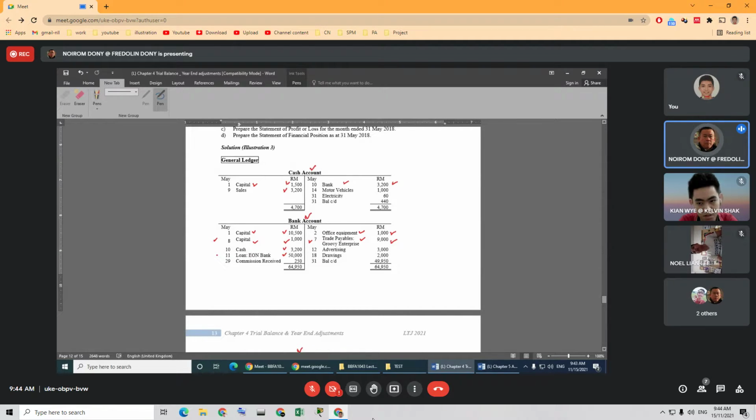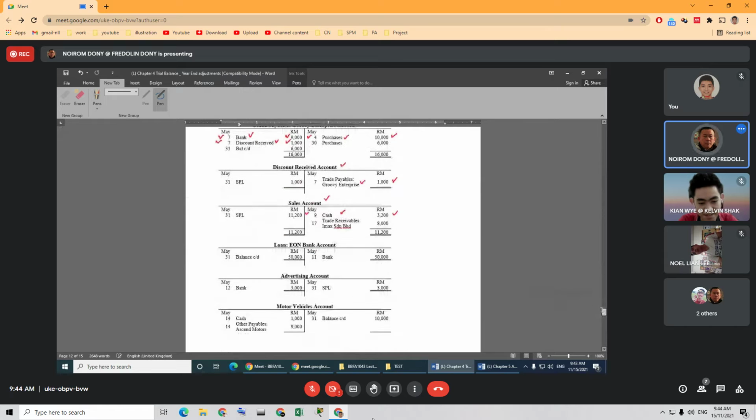Okay, on the 11th. So complete the double entry by opening a liability account, loan, Eon Bank. And this is a credit item, so increase of a credit item, so you credit 50,000. Complete the double entry. Just now was debit, so this one should be credit. And the particular, you write down bank. And the date, May 11th.